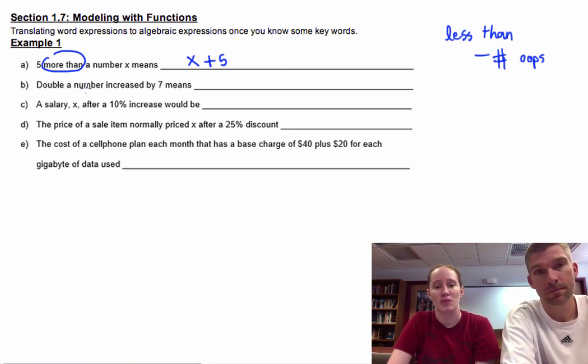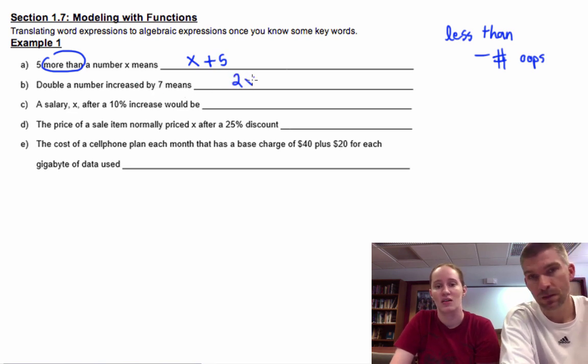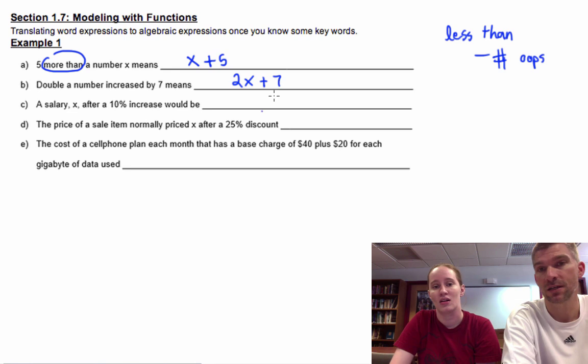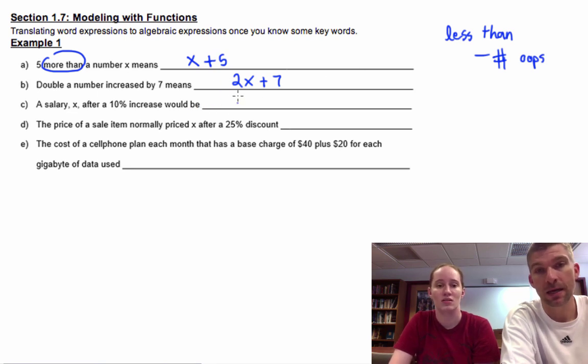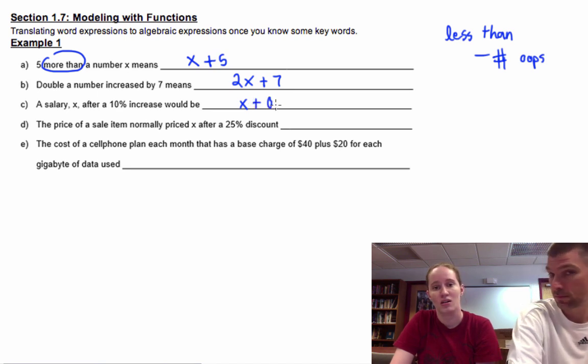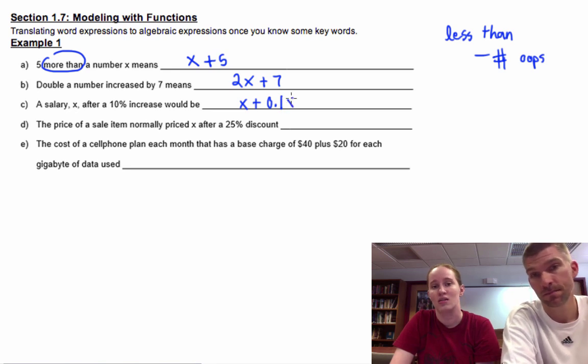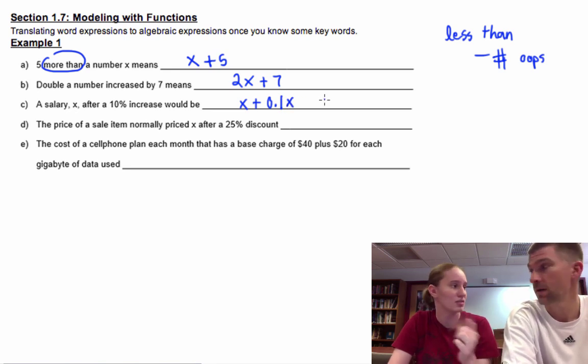So double a number increased by 7. That's going to be 2x plus 7, because we're doubling a number, increasing it by 7. Okay. A salary x after a 10% increase would be? That would be x plus 0.1x.